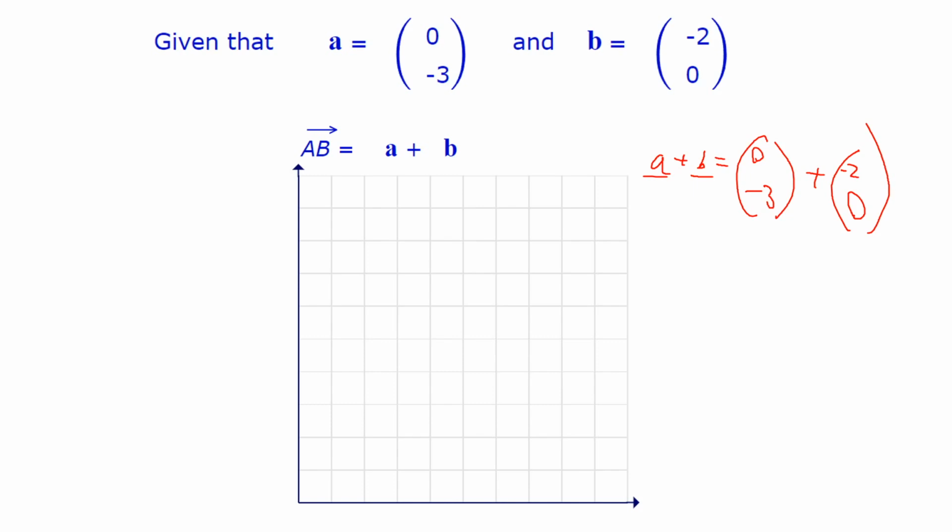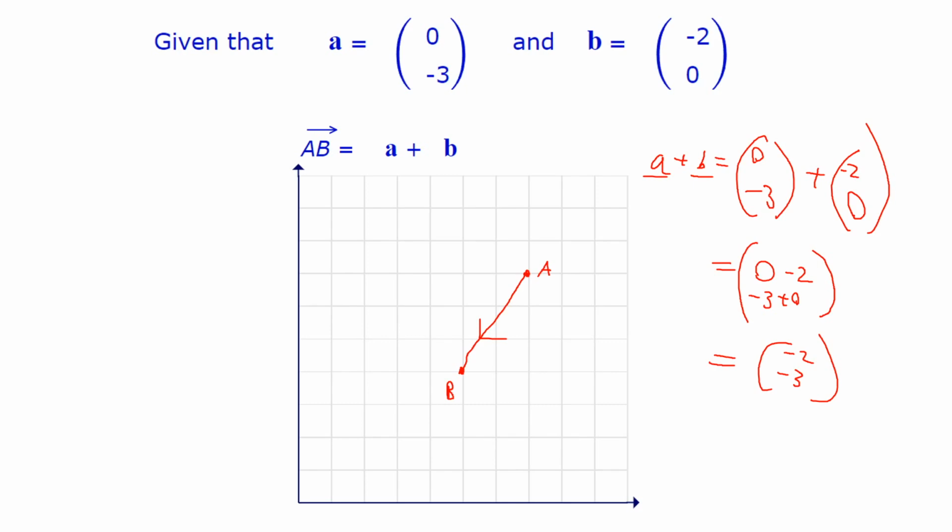So, therefore, that's just the same as (0 + -2) and (-3 + 0), which is just equal to (-2, -3). And if we were to plot that, I'll call this point A, then we need to go 1, 2 to the left and 1, 2, 3 down. This is point B. And then we can put that like that.